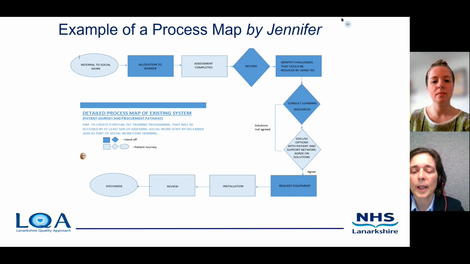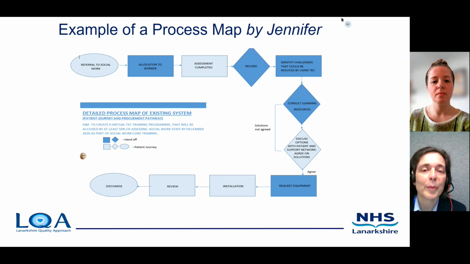So we've got here an example of a process map, and the squashed circle at the start, that's your start. So that's about referral to social work. And then you've got a similar shape at the end with discharge. And then the rectangles in between are different steps in the process.